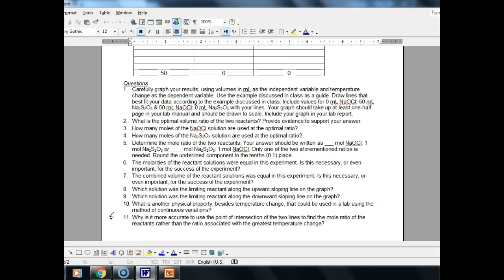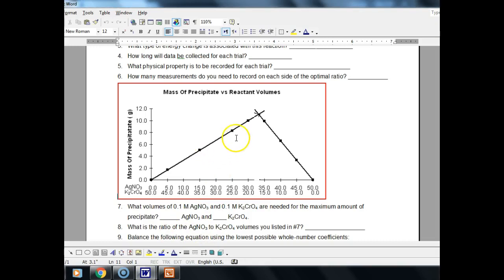Number 11, why is it more accurate to use the point of intersection of the two lines to find that optimal mole ratio than the ratio that's associated with the greatest temperature change? Again, I'm going to kind of go back to that pre-lab. You notice here that the amount of precipitate that maximized on the left side of the graph was around 10 grams, and that was around 30 mils of silver nitrate, and then it was also really close to 10 grams at 35. Well, if you do these in 5 mil increments, and maybe if you skip over 5 and do a 10 mil, what happened between that 5 to 10 mil increment? We don't know for sure.